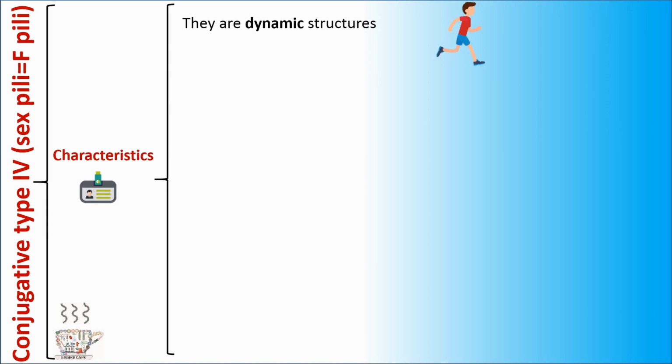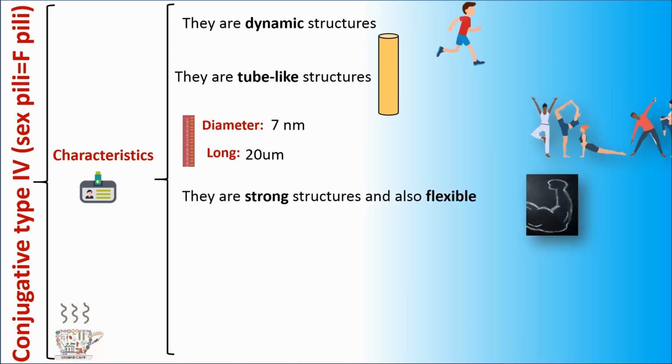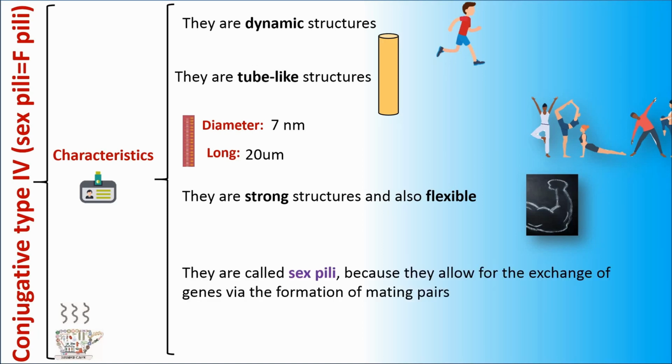Characteristics. They are dynamic structures. They are tube-like structures. Their diameter is 7 nanometers. Their length is 20 micrometers. They are strong structures and also flexible. They are called sex pili because they allow for the exchange of genes via the formation of mating pairs. They are encoded by the F plasmid.